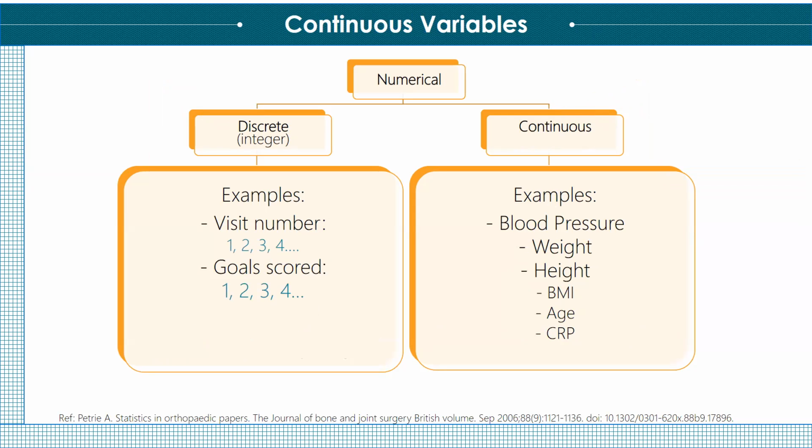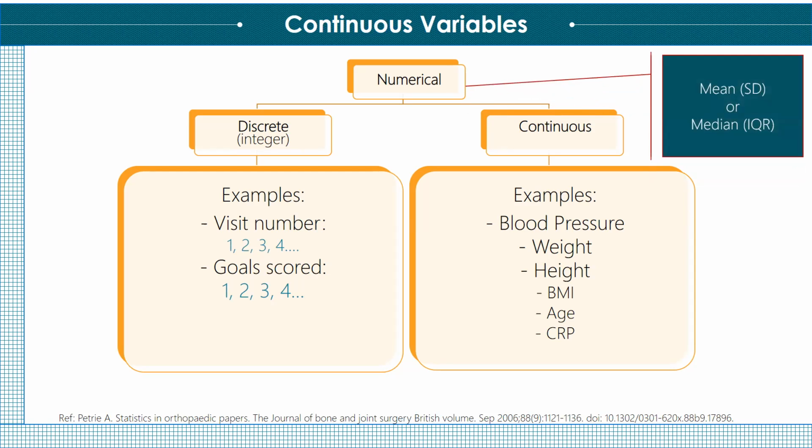So let's look at numerical or continuous variables. These can either be discrete, such as study visit numbers 1, 2, 3, and 4; they always follow each other. You can't have visit number 3 without having 1 and 2. Same with goals scored in a match. Whereas continuous numerical variables include things like blood pressure, weight and height measurements, age, as well as biochemical measures.